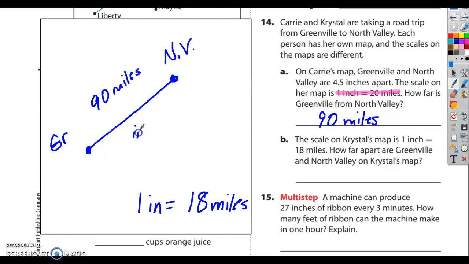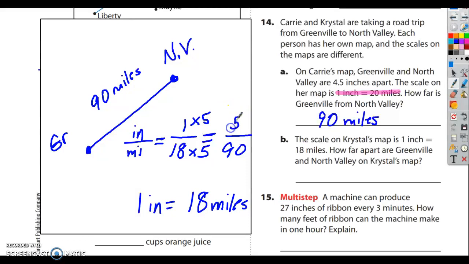So I still can have inches over miles. And this scale is 1 to 18. 1 inch equals 18 miles. And in this problem, I know the miles because I learned that on A. It's 90. So what I'm going to do here is ask myself a math question. How does 18 become 90? Well, it's multiplied by 5. So if you multiply one term by 5, you have to multiply both terms by 5. You're going to do 1 times 5, you're going to get 5. And 5 what? 5 inches.